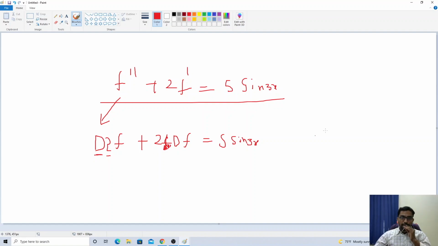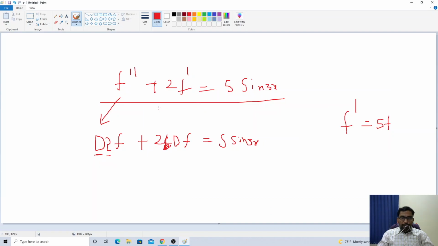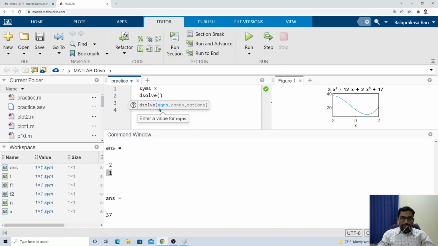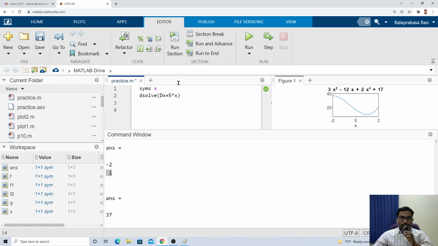So let me start with a simple equation. Let us say f dash equals 5f. This is your differential equation. Now how to solve this differential equation using MATLAB? So dsolve. What is the equation I want to solve? f dash equals 5x, that means x dash, so Dx equals 5 times x. Then solve.